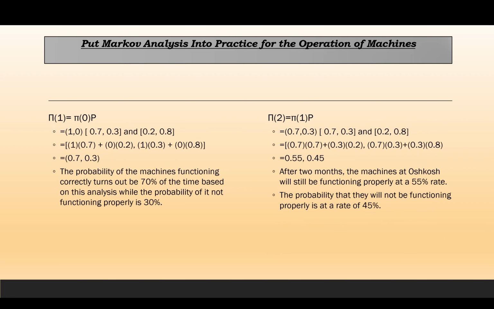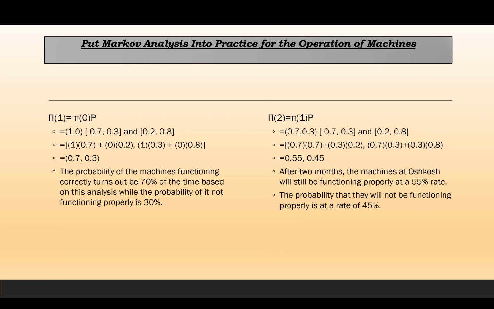As you can see, I've got a manual calculation here, and we start with the first month being the 1. So you multiply the 1 by the 70% and also by the 30%, and then you use 0 for the 80% and the 20%. And when you add all those together, your matrix points are going to be 70% and 30%. So the probability of the machines functioning correctly turns out to be 70% of the time based on this analysis, while the probability of it not functioning properly is around 30%.